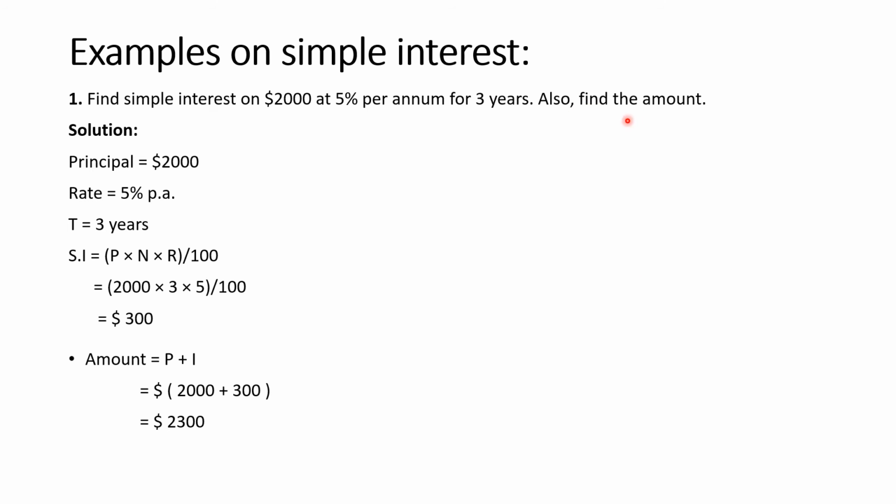Now we have to calculate the amount that we are going to return back to the lender. That is this principal plus the simple interest. Amount equals principal plus simple interest, which is 2000 plus 300. $2,300 is the amount. Hope this is clear. We'll see one more.